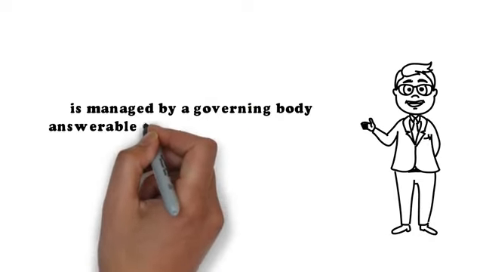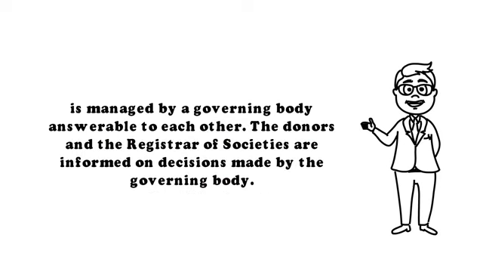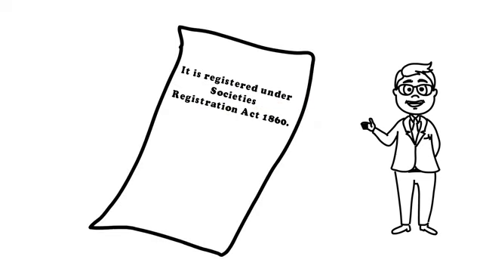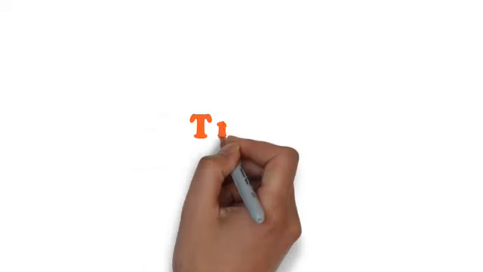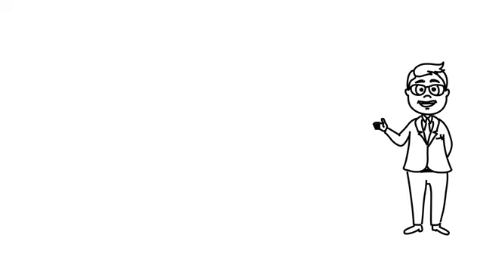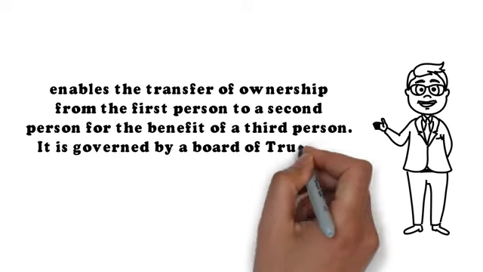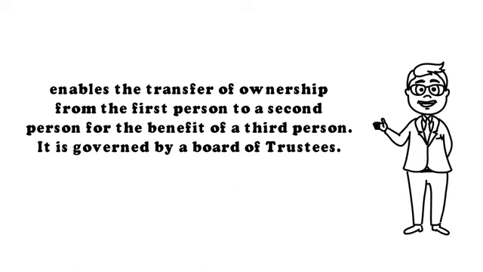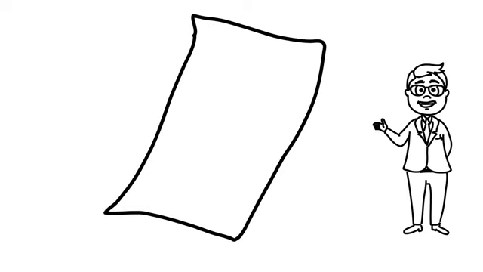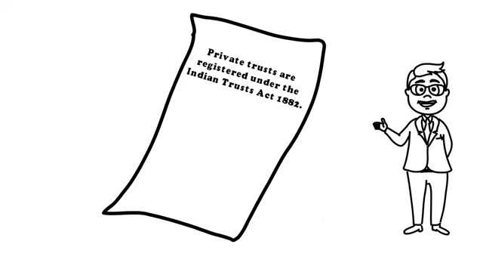6. A registered society is managed by a governing body answerable to each other. The donors and the registrar of societies are informed on decisions made by the governing body. It is registered under the Societies Registration Act 1860. 7. Trust enables the transfer of ownership from the first person to a second person for the benefit of a third person. It is governed by a board of trustees. Private trusts are registered under the Indian Trusts Act 1882.